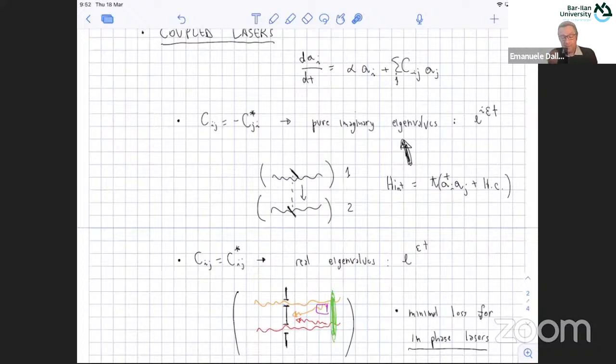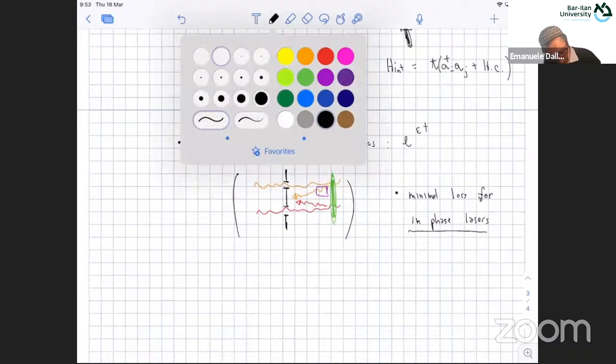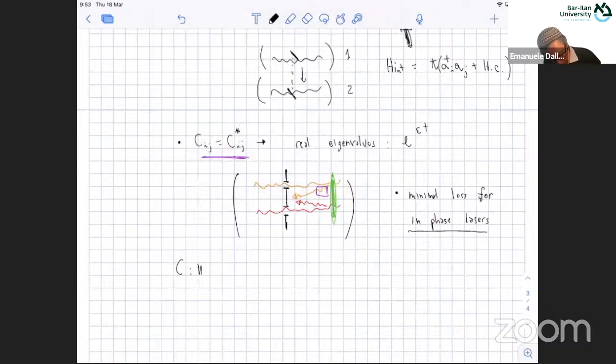Conceptually, the more interesting part is to map this to a Hamiltonian problem. Look, this is a dissipative process. In particular, if you have real eigenvalues, it comes because of losses. But what you say is the following: let's focus on the case that C is Hermitian. So let's assume that C here is Hermitian.